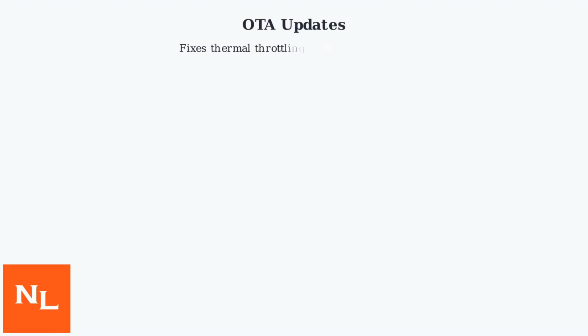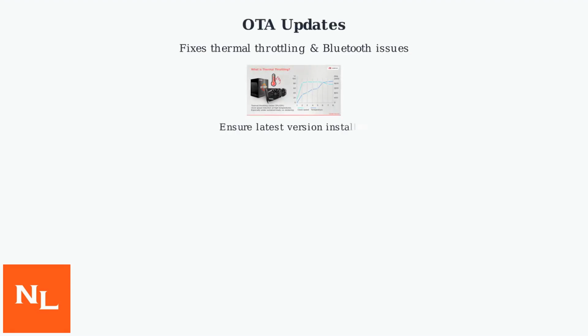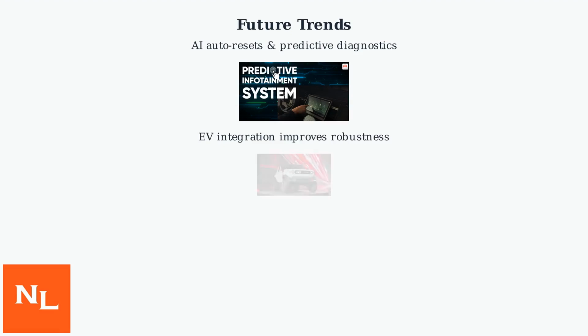Mahindra provides over-the-air updates that fix common issues like thermal throttling causing black screens and Bluetooth interference affecting audio. Future infotainment systems will integrate AI for automatic resets and predictive diagnostics, reducing failures. Electric vehicle integration with models like the Thar EV will improve software robustness.